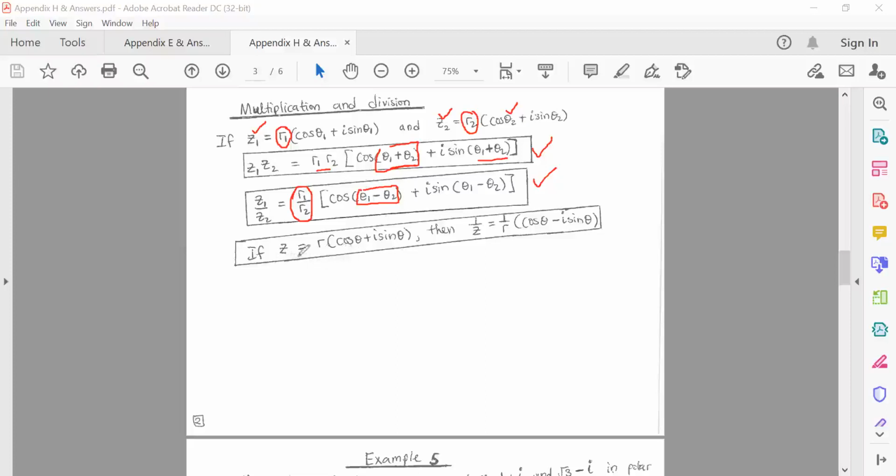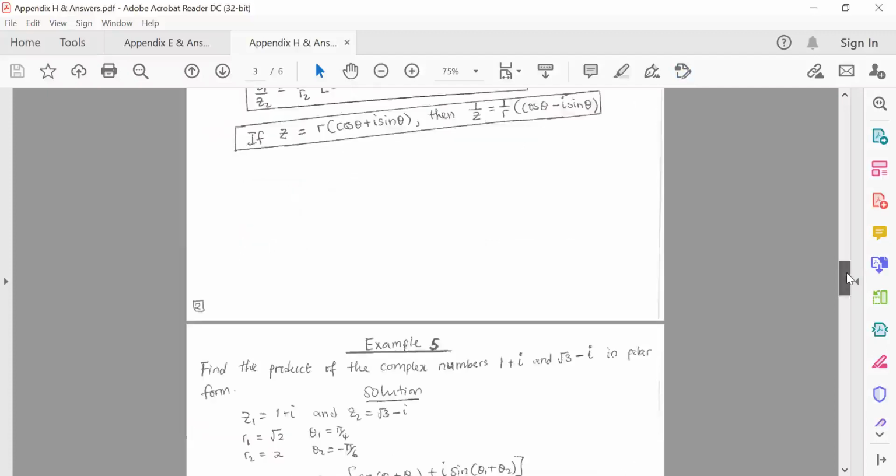And then another formula says if Z is this in polar form, 1 over Z will just be 1 over R, times cos of theta minus i sine of theta. You also need to remember this. Remember, 1 over Z is almost like the reciprocal of a complex number. If everyone is happy with this formula, let's see how we apply it.